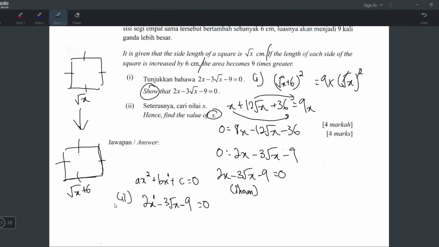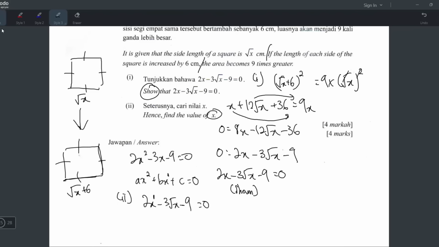It's just that when you press like that, the answer that comes out will be the answer for square root x, not for x. If it's 2x square minus 3x minus 9 equals 0, then you press, and the calculator will give you the x answer. But if it's like this, then the calculator will give you the answer for square root x.